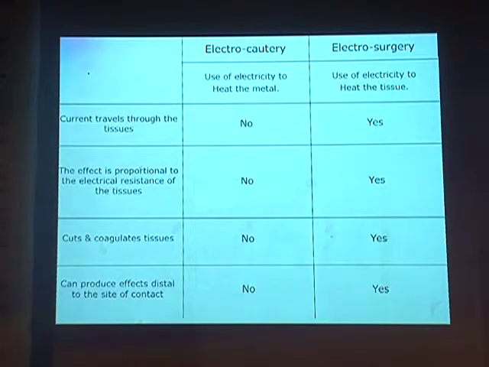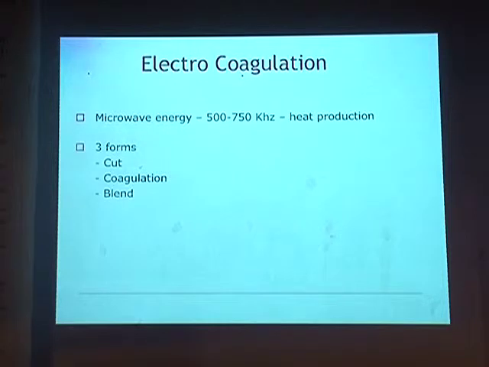There is no electrical circuit in cautery, but electrosurgical units have electrical circuits. So electric energy is delivered to the patient and comes back to the machine. This whole circuit is completed in electrosurgical units. This is the basic difference between cautery and electrosurgery. Basically these three kinds of modes we use in electrocoagulation: cut, coagulation, and blend.